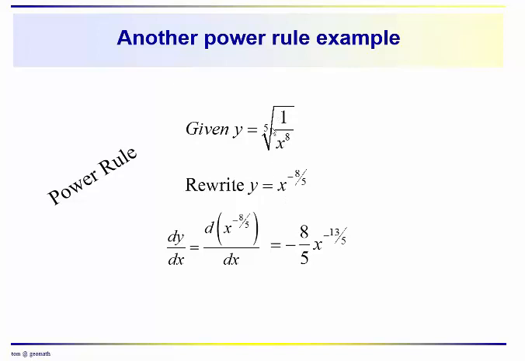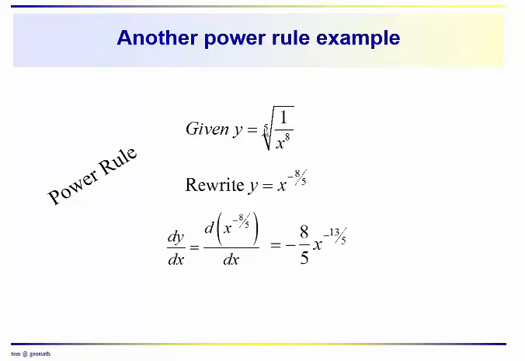Here's a little bit more complicated expression. We'll use the power rule to differentiate, but we have something that looks like this. It's hard to apply the rule that we developed to something like this, so we have to transform this into a function which has the independent variable raised to some power. So we rewrite this as x to the minus 8/5.